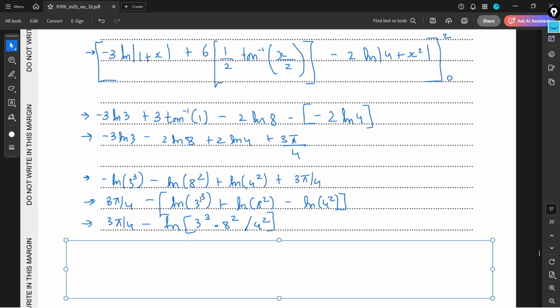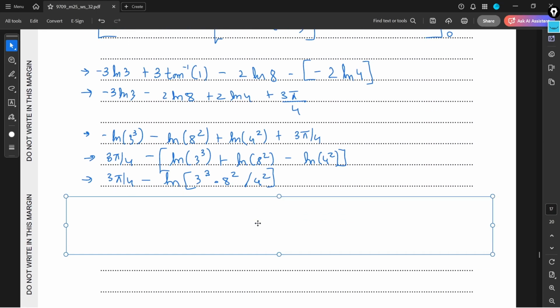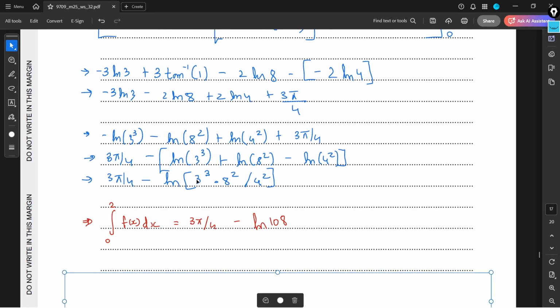Over here, I'm using ln a plus ln b, that is going to be ln of a into b. And then we are also having minus of ln c, that will be going in the division. And finally, if I use my calculator, 3 cube into 8 square by 4 square, I'll be getting 108. So the final answer of the integration of the given function between 0 to 2 will be equal to 3 pi by 4 minus ln of 108.